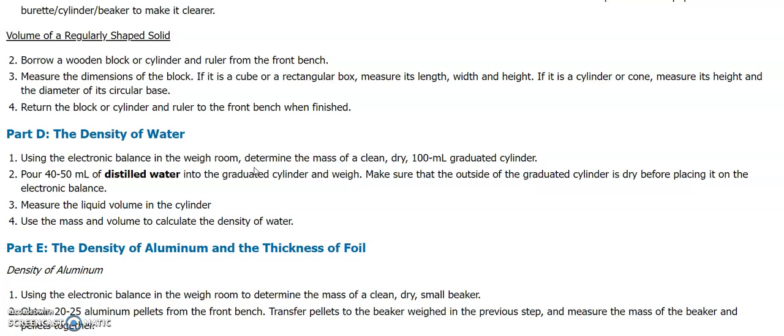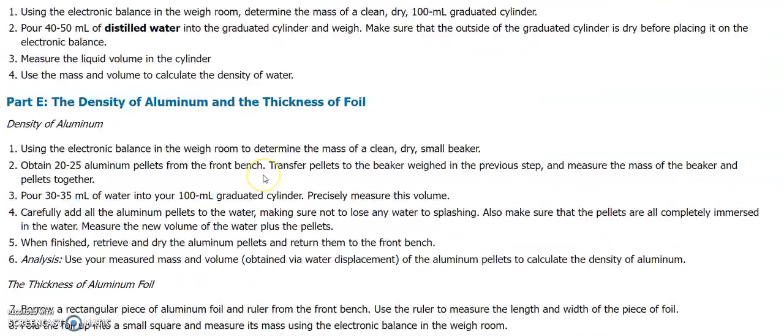Now part D, density of water. Using the electronic balance in the weigh room, determine the mass of a clean, dry 100 milliliter graduated cylinder. Pour 40 to 50 milliliters of distilled water into the graduated cylinder and weigh. Make sure that the outside of the graduated cylinder is dry before placing it on the electronic balance. Then measure the liquid volume in the cylinder. Use the mass and volume to calculate the density of water.